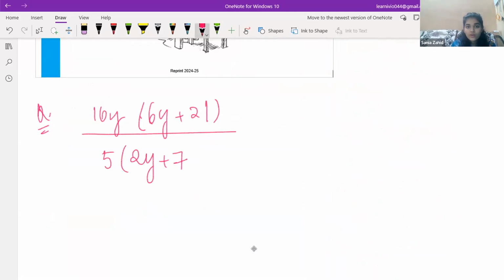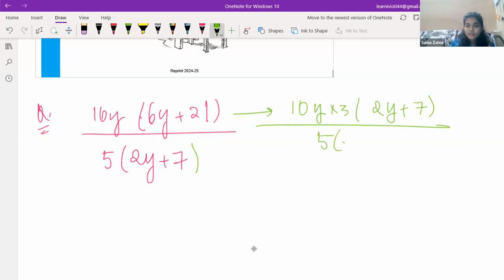Fine, so how do we solve it? Basically we have, can I take anything common in 6y and 21? Yes, ma'am, 3 can be common. So I take 3 as common. I have 2y plus 7. Then I have 5, 2y plus 7. So now I can cancel 2y plus 7, 2y plus 7. I can cancel 5 and 10. So I have 6y as my answer.